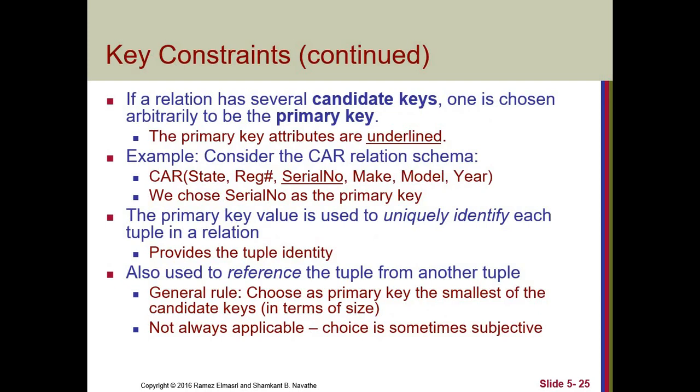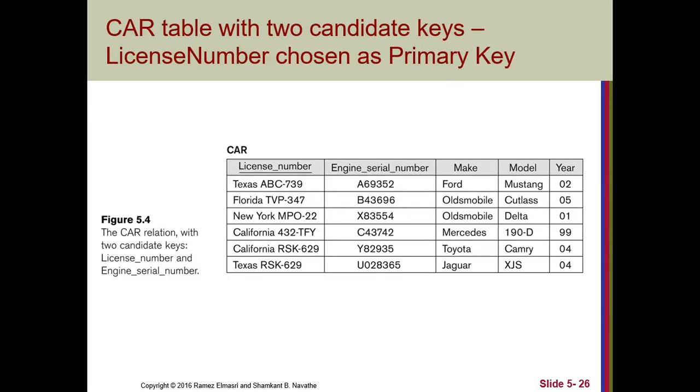We have seen primary keys underlined in our previously covered entity relationship diagrams. Serial number here is made primary key and is very, very unlikely to repeat. Make, model, and year all can possibly repeat. Here, license number and engine serial number are set as candidate keys, with only license number set as primary key. Realistically, either could be primary key, but as recently seen, primary key can be set arbitrarily. Notice how there are multiple Oldsmobile makes.